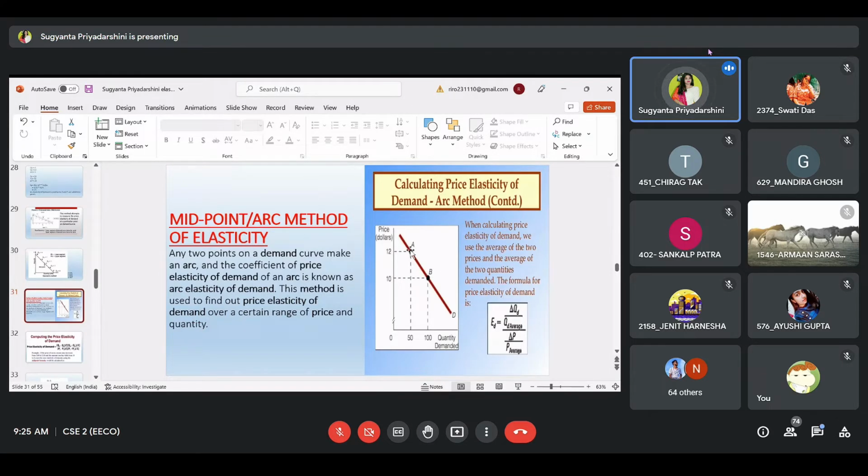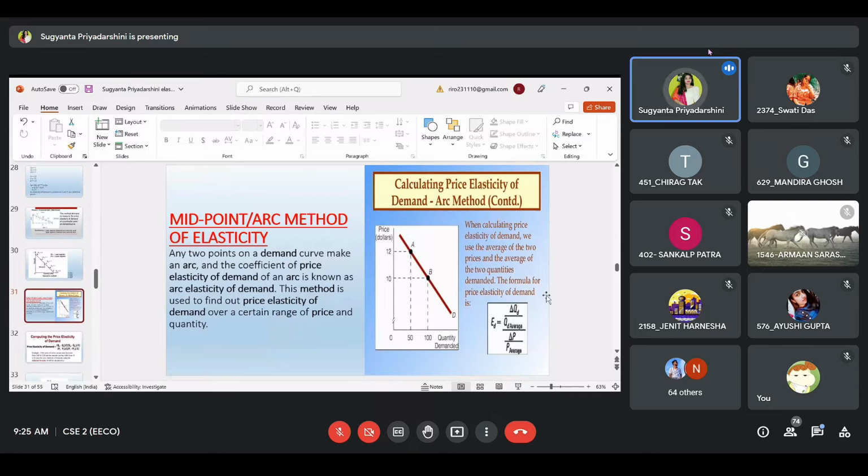If I talk about just the elasticity of segment AB, earlier we were finding out elasticity at point A or point B or point D. Now let me say if I want to find out the elasticity of the AB segment, for that we need to find out the average. So that's why it is known as the midpoint method.